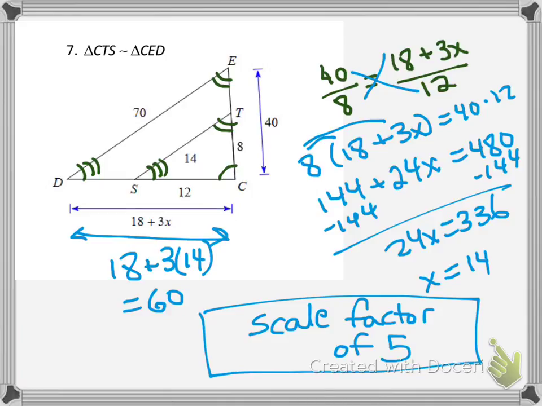Similar triangles are a result of dilation. We did transformations in the last unit. Congruent triangles result from any of the other transformations, but similar triangles result from dilation.